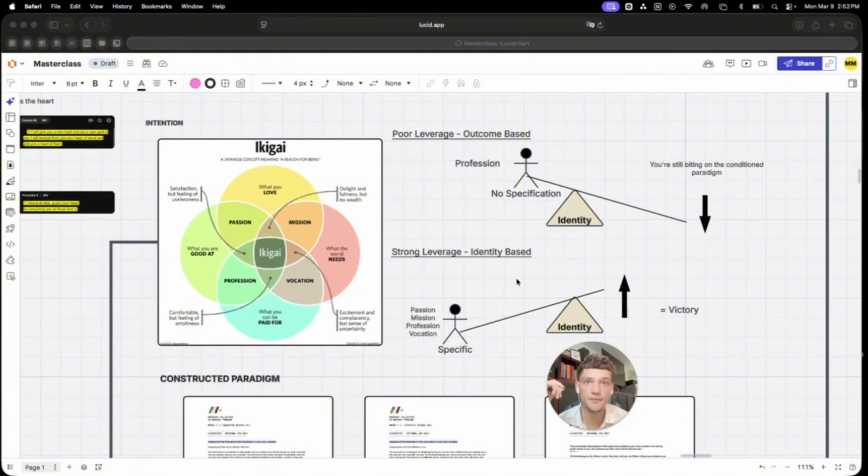On the contrary, we have strong leverage, which is identity-based positioning. That is being hyper-specific with your passion, your mission, your profession, and your vocation. For those of you that don't know what vocation is, it's like charity. Vocation is the things that you do to help other people. What this allows you to do is have leverage over your identity. This allows you to have victory ultimately.